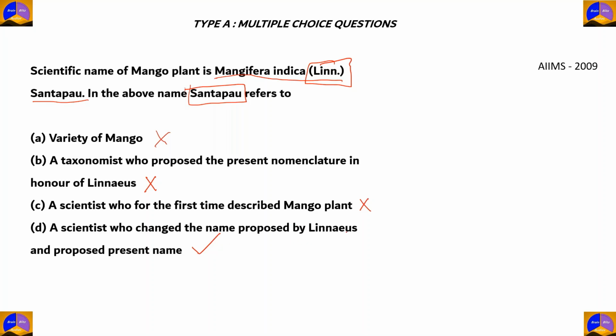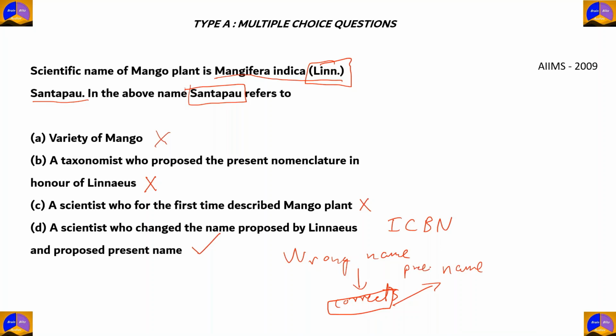Now, the way we got to this answer is the ICBN has a law which states if someone gives a wrong name to a plant and another person corrects it, then the name of the person who corrects this would be present in the present name given by the ICBN. So Santapau was the scientist who changed the name proposed by Linnaeus and proposed the present name because it had some inconsistency.